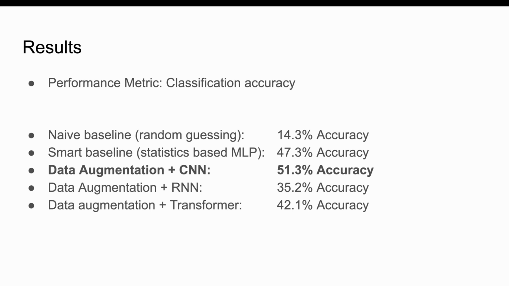So in terms of results, our performance metric is classification accuracy. Since we have 7 classes, we would say the naive baseline would be the random guess, and with 7 classes, that gives about a 14% chance of a correct result. With the smart baseline based on statistical features, we're getting about 47% accuracy. Then our best result is with the CNN, which is 51.3% classification accuracy. So more than 3 times better than guessing.